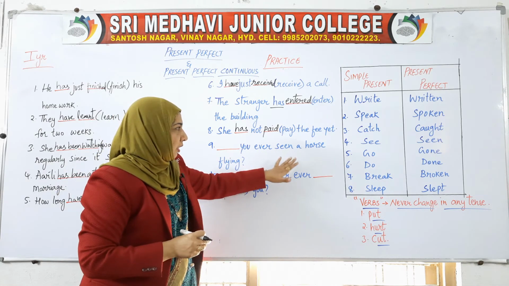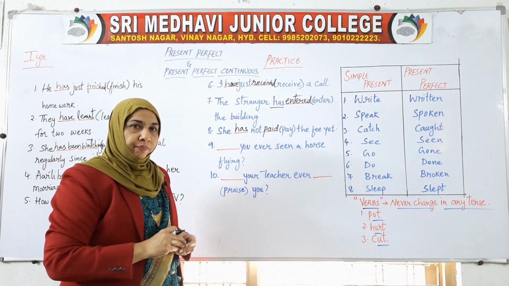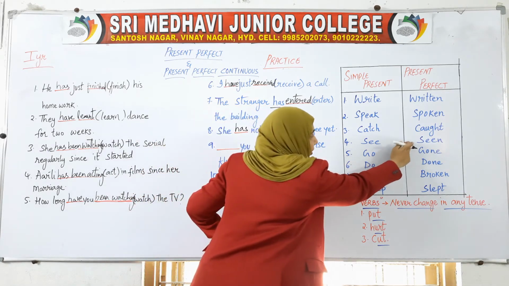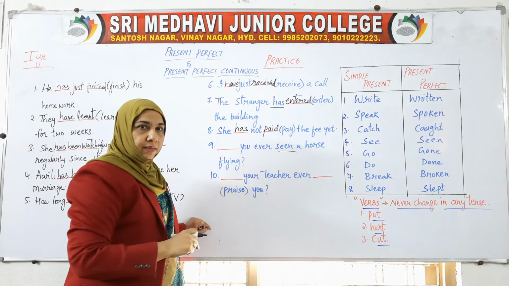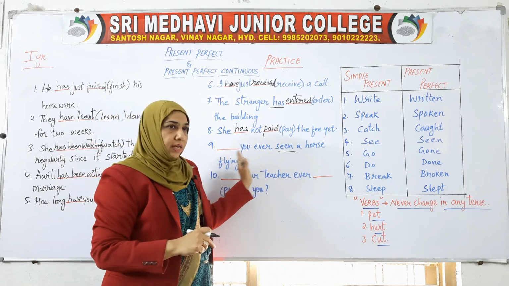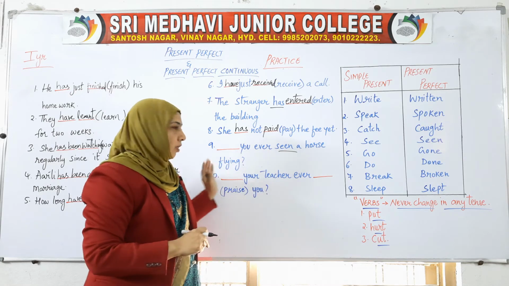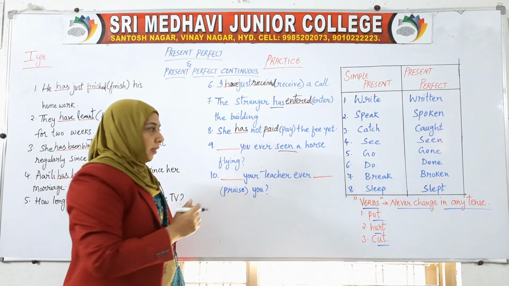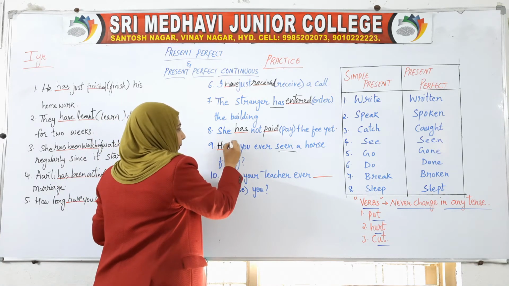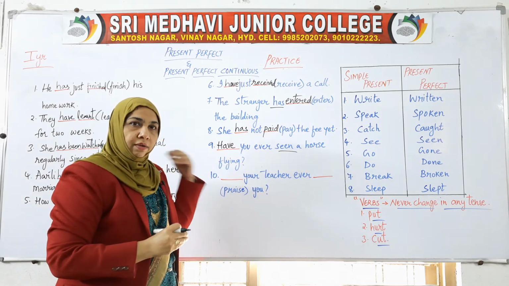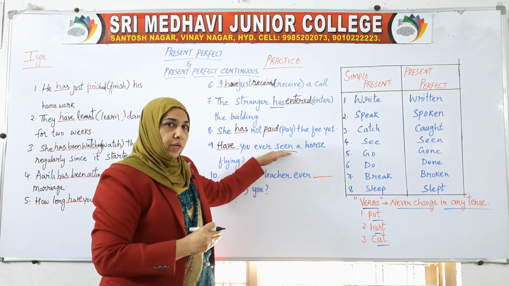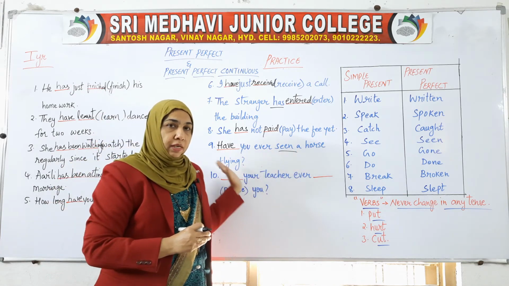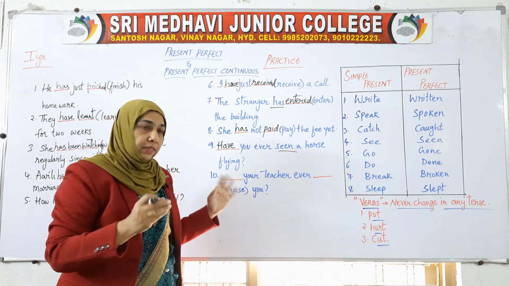Dash you ever seen a horse flying? Ever seen. Here seen is belonging to which tense? Present perfect tense. And the question is asked, dash you ever seen a horse flying? So what do we have to add here? Which helping verb? It should be have. Have you ever seen a horse flying? After seeing this, we got an idea to add this. So read the whole sentence. Many times I repeated the same thing, and I am repeating and I will repeat.